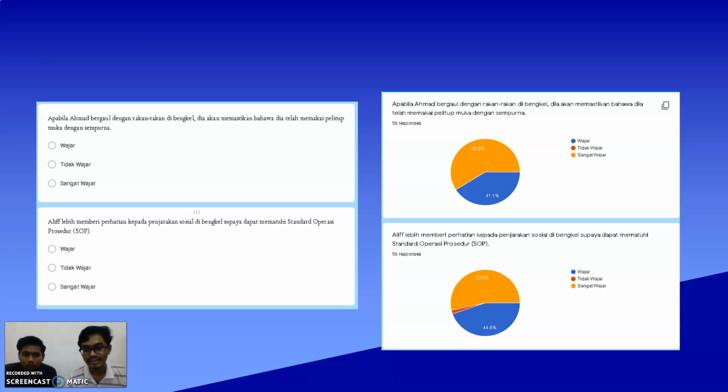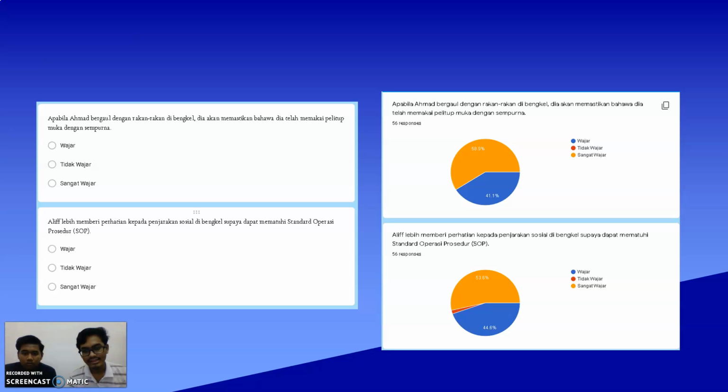That's the next one, section 2 of the Google form. We are using situations for the section 2. There are 2 types of situation, the positive questions and negative questions. For the positive one, for example: apabila Ahmad bergaul dengan rakan-rakan di bengkel, dia akan memastikan bahawa dia telah memakai pelitup muka dengan sempurna. So the student needs to answer either wajar, tidak wajar or sangat wajar. There are 3 options of answers.